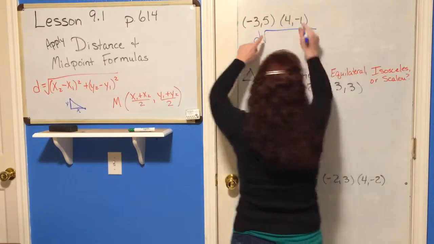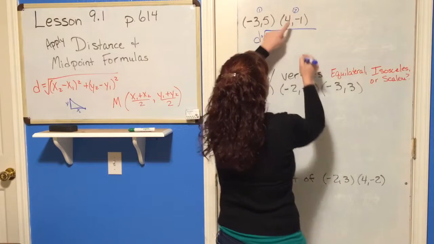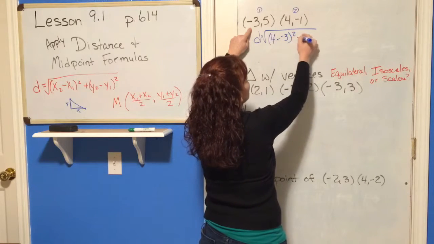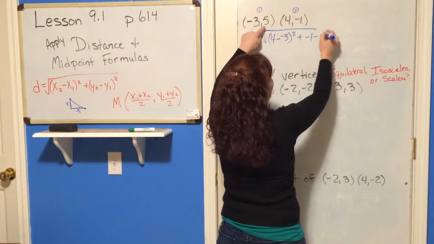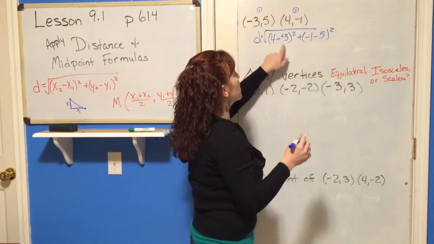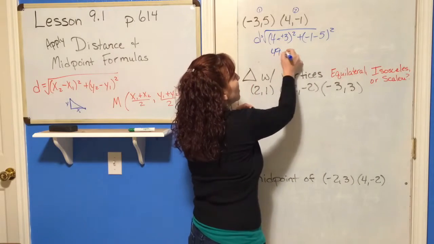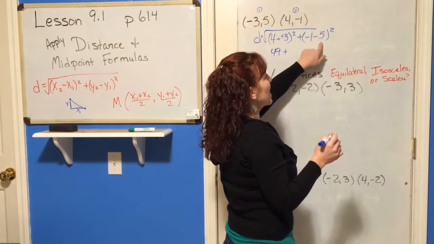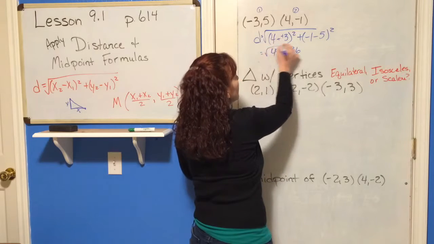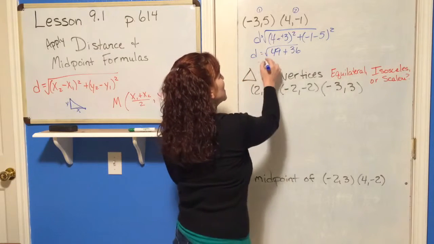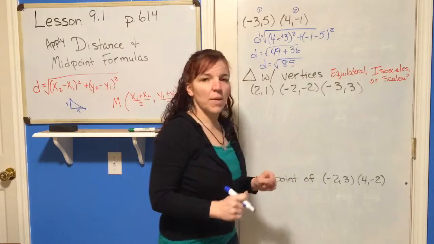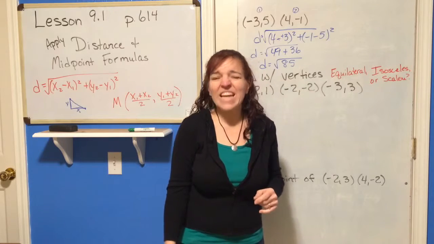So let's just say this is number 1 and this is number 2. So 4 minus a negative 3, and we're going to square that. And then we're going to take a negative 1 minus 5, and we're going to square that. So 4 minus a negative, remember, is plus. So 4 plus 3 is 7 squared is 49. And negative 1 minus 5 is negative 6. Negative 6 squared is 36. And we want the square root of that. And so our distance is the square root of 85. And you can stop there. Square root of 85, done. Easy sneezy.